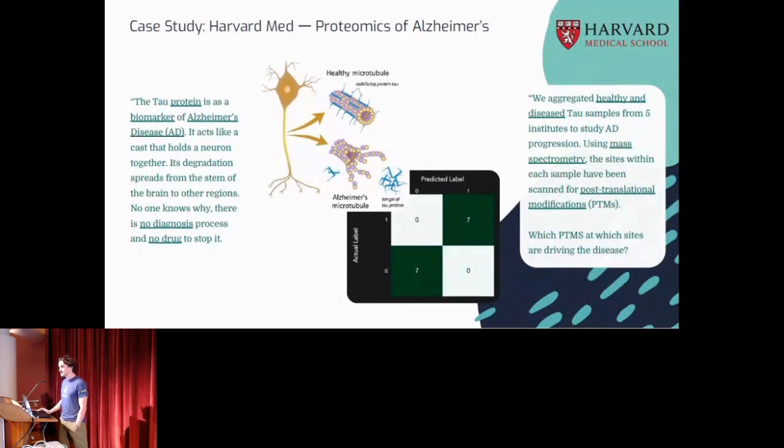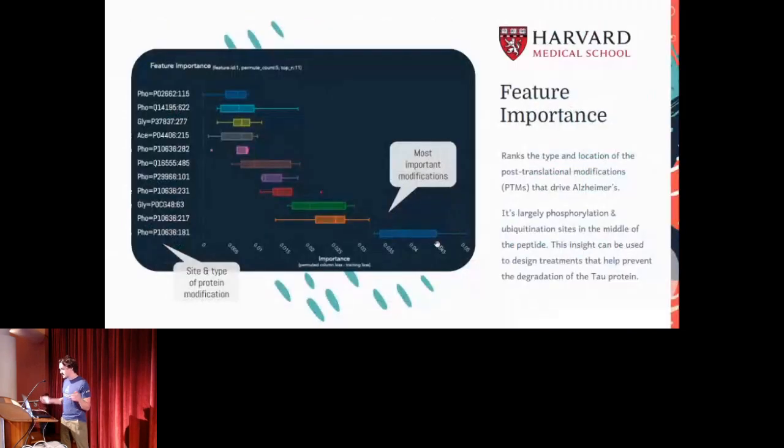So they aggregated samples of the tau protein, which acts like a cast for neurons, and it degrades over time. And the question was, can we train a predictive model and then permute that to figure out which post-translational protein modification sites are driving the progression of the disease? And as you can see here, we did get a highly accurate model. And these are the protein, I guess we call them accession IDs in UniProt, of what's driving the disease.